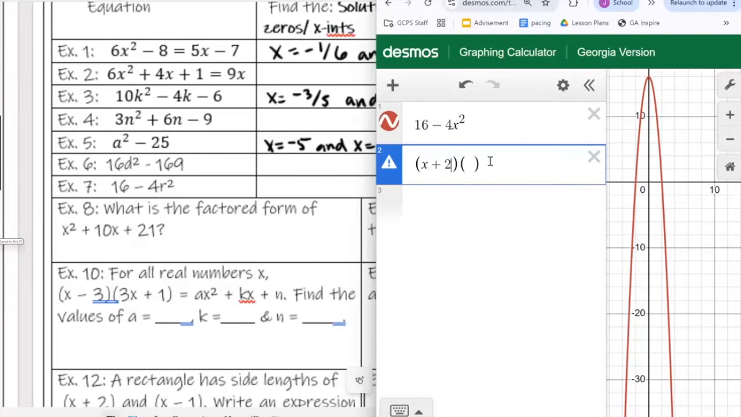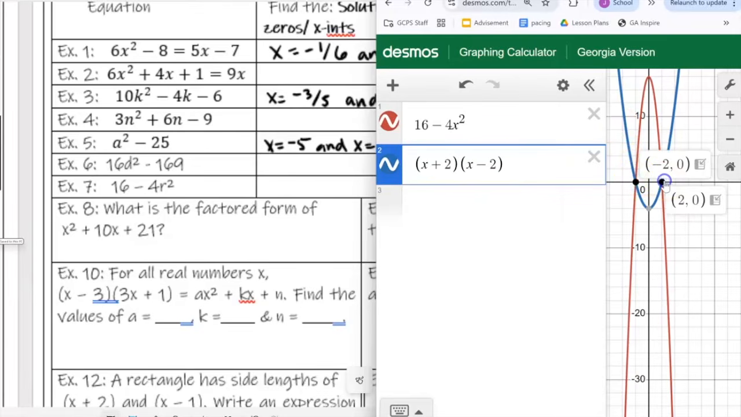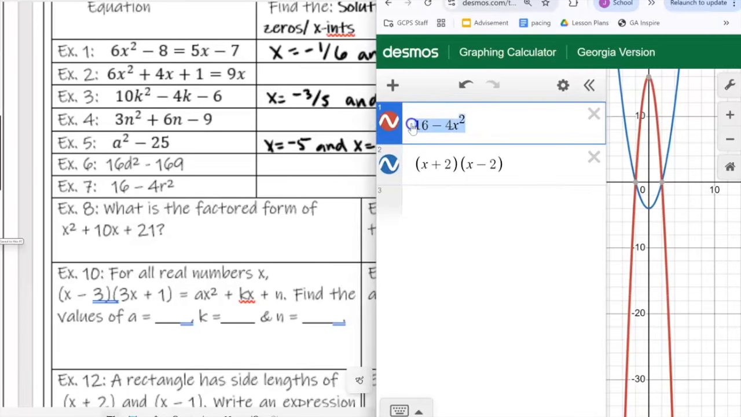So minus 2 becomes positive 2, and positive 2 becomes minus. But the graphs don't match. They look like they go through the... and why are they both red? Let's change this. So hold that down and change the color. There we go. All right, it looks like they're right in terms of where they're going through as a solution, but they don't match. So I'm going to actually teach you how to do this by hand.